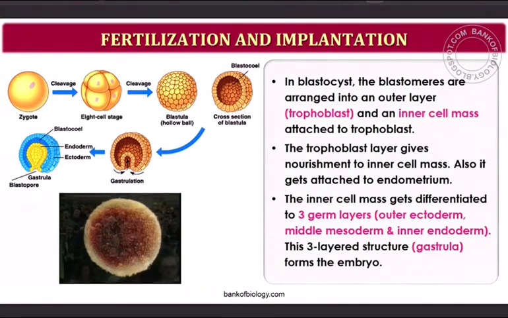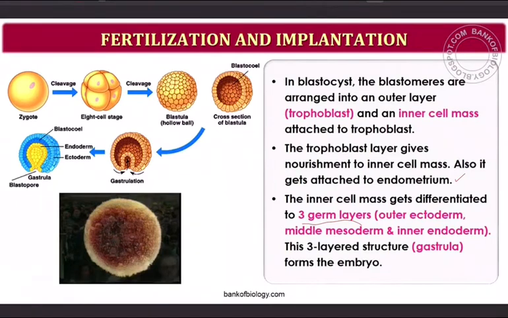So morula and blastula. As we are seeing, in the blastocyst, the blastomeres are arranged into an outer layer called the trophoblast and an inner cell mass attached to the trophoblast. The trophoblast layer gives nourishment to the inner cell mass. Also, it gets attached to the endometrium of the uterus. This is where the endometrium comes into the question. Now the inner cell mass gets differentiated. Now cell differentiation starts to form 3 germ layers.